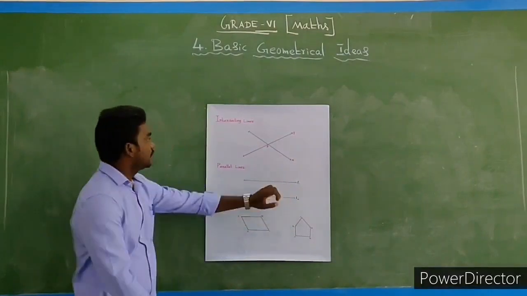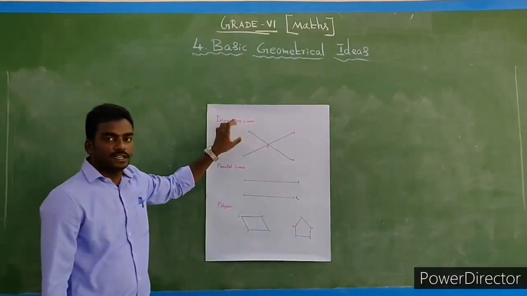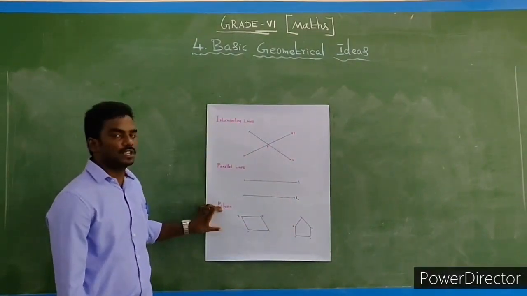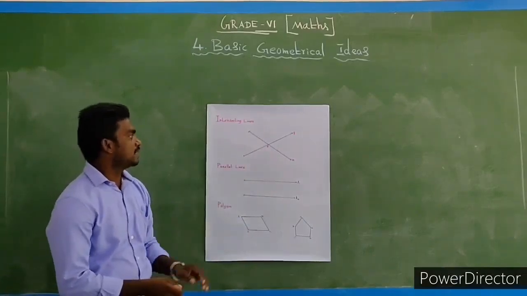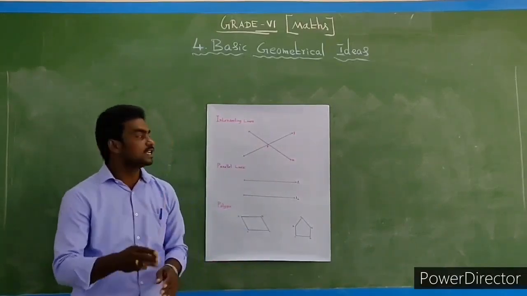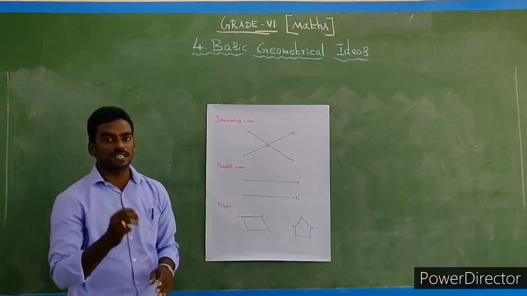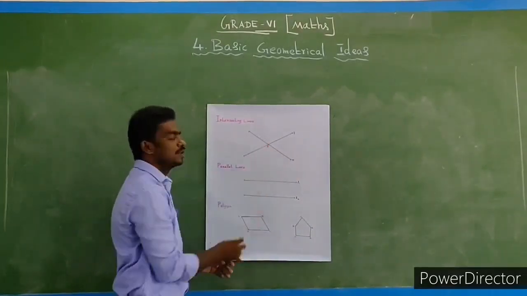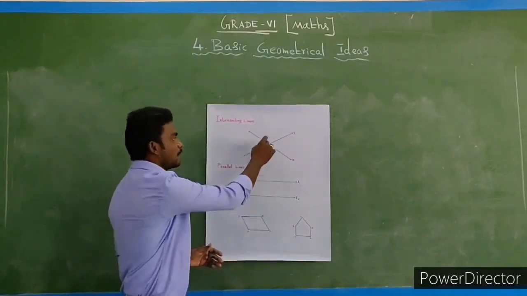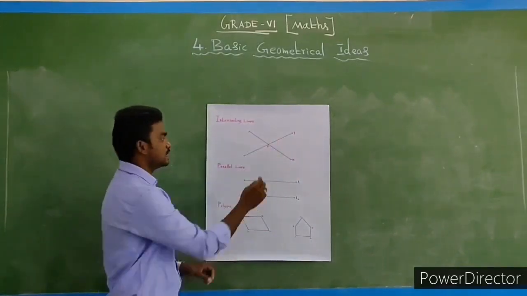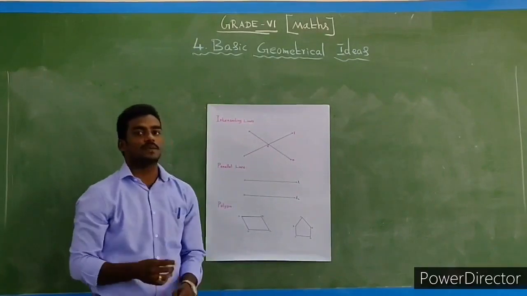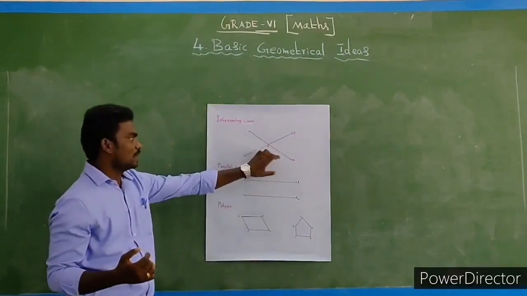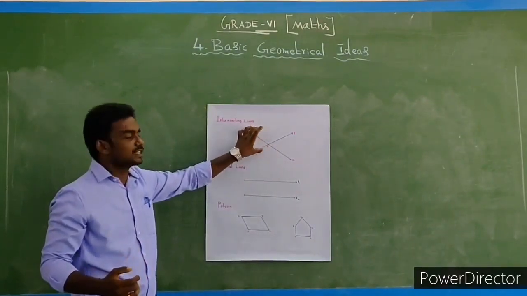Next, see this chart. The first one is intersecting lines, the second one is parallel lines. What are intersecting lines? When two lines meet at a point, they are called intersecting lines. Here line L and line M meet at the point O. This point O is called the point of intersection.